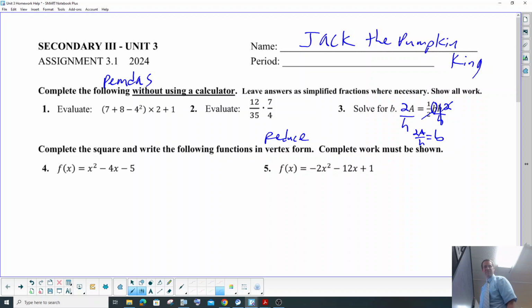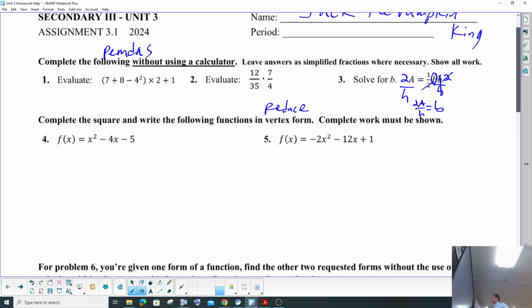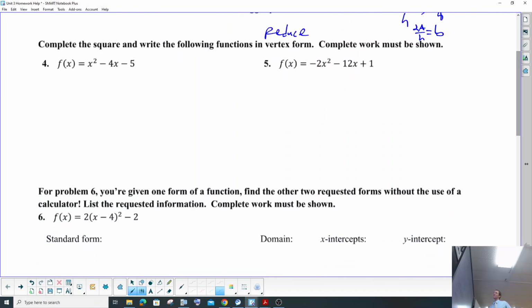Pause me. So complete the square. Do you remember how to complete the square? So you try it for number 4 and completing the square. Put it in vertex form. And I'll try number 5. So number 5 is a bit more evil because we had to pull out a -2 first. And pause me, try it on your own.